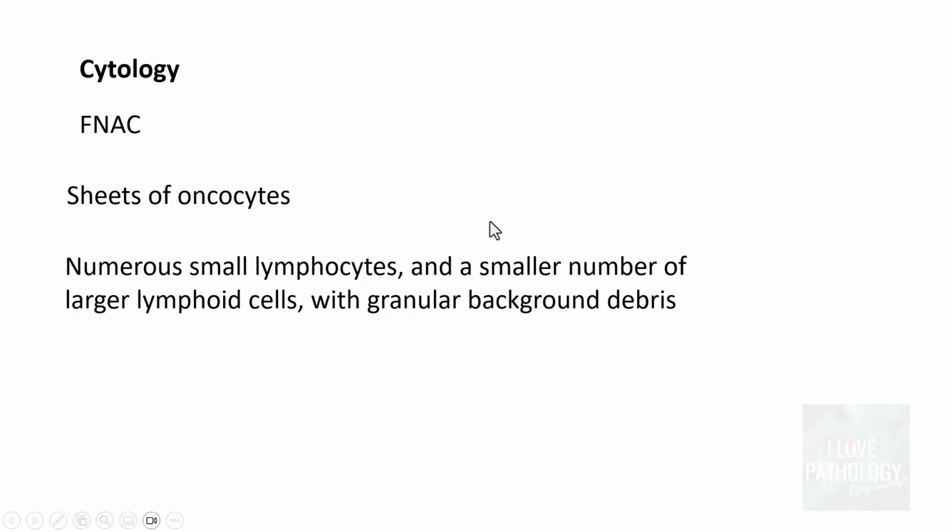In cytology, what do you see? You see sheets of oncocytes, which are those large cells with abundant mitochondrial content, which cytologically are seen as large granular cells. Apart from the oncocytes, you also see numerous small lymphocytes and a very small number of larger lymphoid cells, and the background is granular and dendritic.